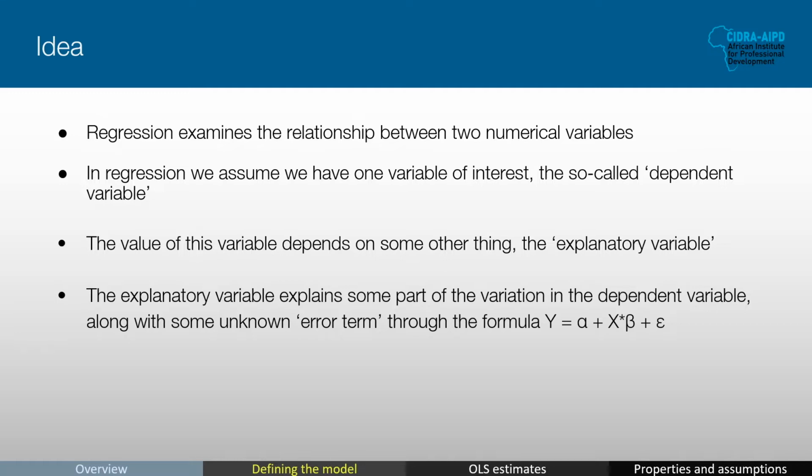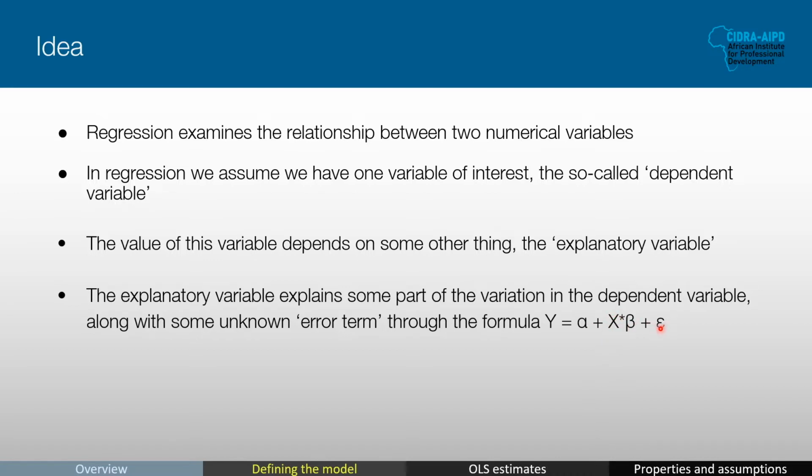We're going to assume a linear relationship between these two things. So if the explanatory variable increases by some quantity, the dependent variable increases by some other quantity. These don't have to be the same, but there's one linear factor with which the explanatory variable influences the dependent variable. We can write this in formula form as we see down below, where we use y to indicate the dependent variable, which is explained by some constant factor alpha, with added on some part that's explained by the explanatory variable x multiplied by some factor beta.